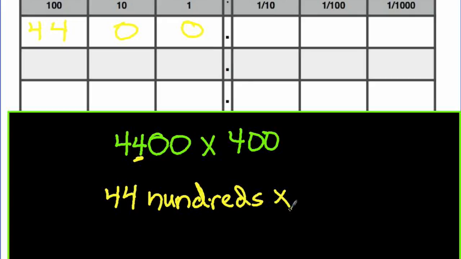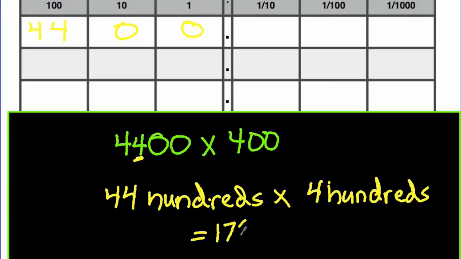times, where's my last digit? 4. What place is it in? Hundreds. So when I write that out, I would say, everybody, 4. And then it said equals 176. Blank. Now, how do I figure that one out?